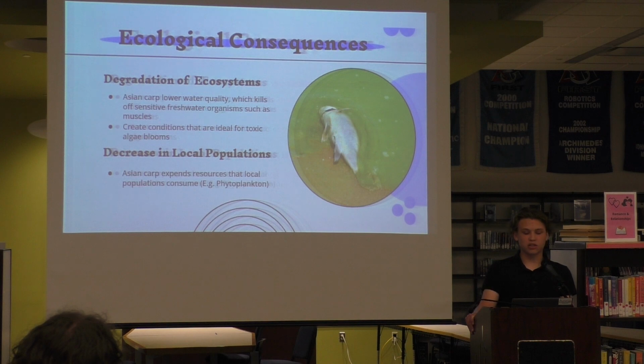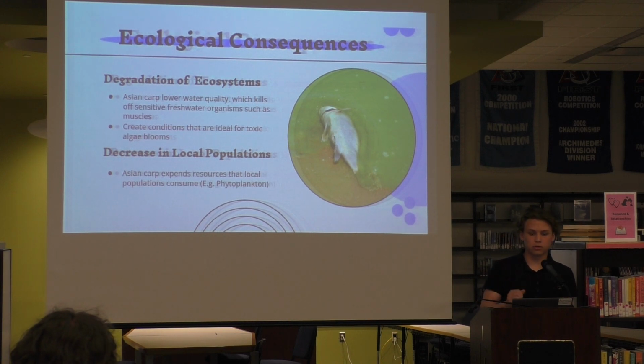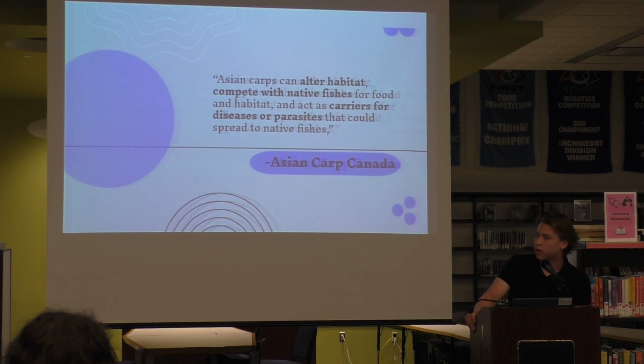So there are many ecological consequences to Asian carp, but one of the biggest is the degradation of ecosystems. Asian carp lower water quality, which kills off sensitive freshwater organisms such as mussels, and in turn, these mussels filter the water. And without the mussels, this creates conditions that are ideal for toxic algae blooms, killing many local species. In addition to killing the local species via toxic algae, the Asian carp result in a decrease of populations by expending resources which are no longer available to those species, such as zooplankton or phytoplankton, which they consume. And additionally, Asian carp also act as carriers of parasites and directly impact these local species.